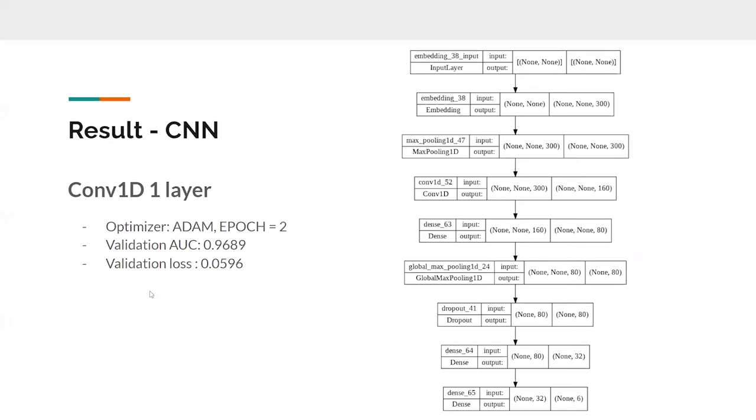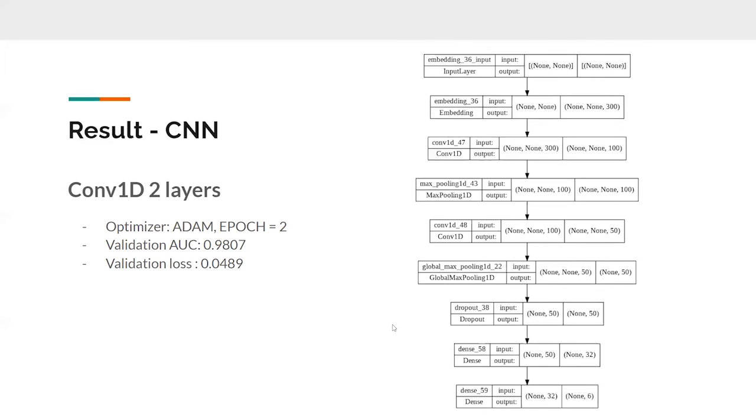So first of all, the single layer convolutional neural network. It involves a convolutional layer here, and it has max pooling, embedding, dense, and dropout layers to give the best performance it could give. All the models are trained with the Adam optimizer for 2 epochs. The validation AUC score of the one layer convolutional neural network is 0.9689, and the validation loss is 0.0596.